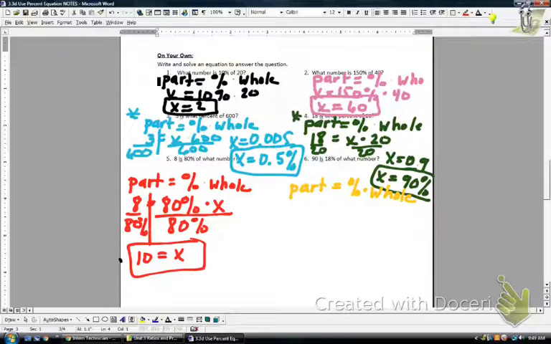All right, then number 6, 90 is 18% of what number? I have my percent equation, part equals percent times whole. My part is 90 equals 18% times X. Divide both sides by 18%. Then when I work that on the calculator, I get 500 equals X.